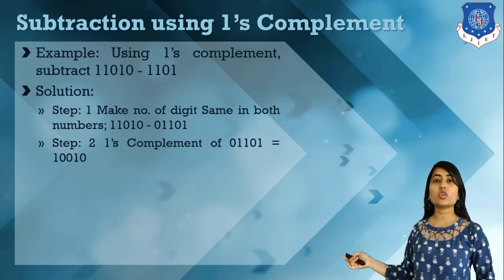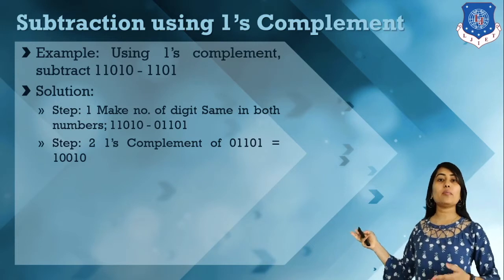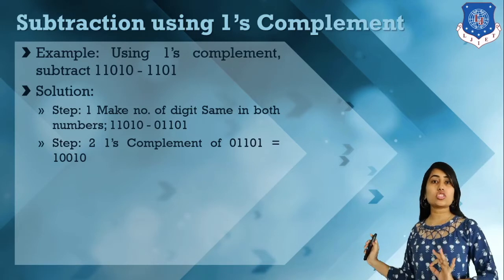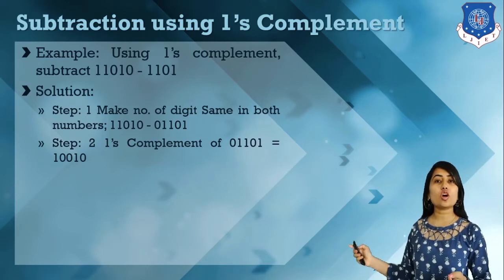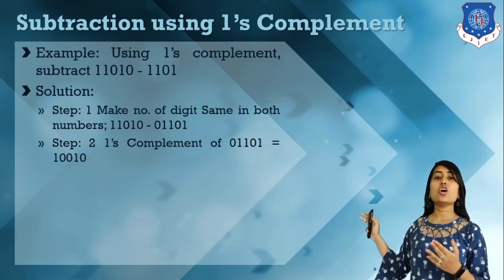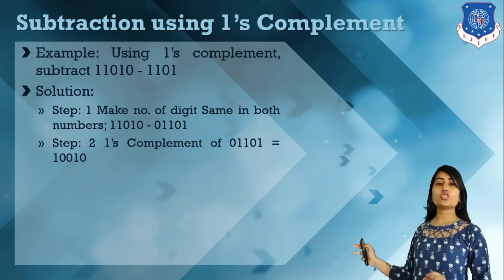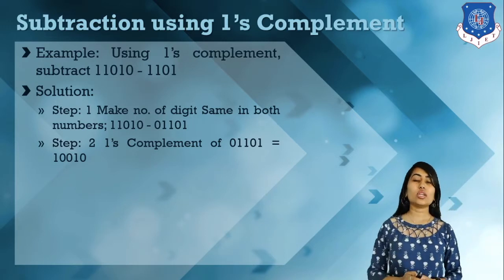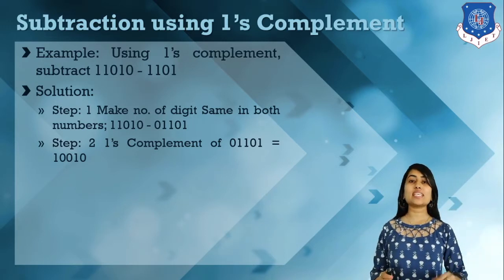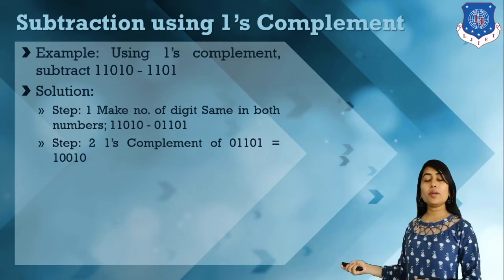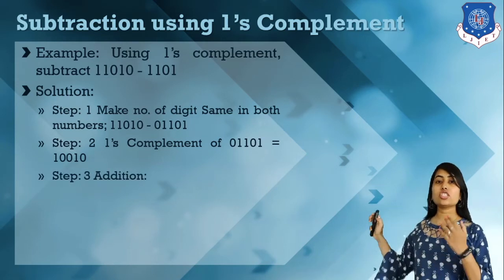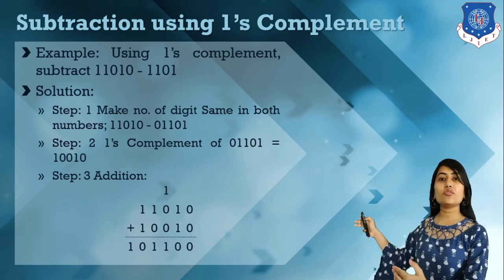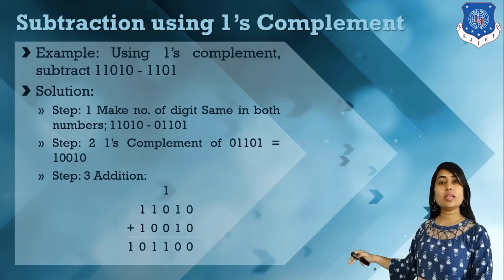How can we calculate the ones complement of this number? By just replacing zeros with ones and ones with zeros. So here we have 1 0 1 1. This is how we can calculate the ones complement by just replacing zeros and ones. Then step number 3: add the first number and the ones complement of the second number.